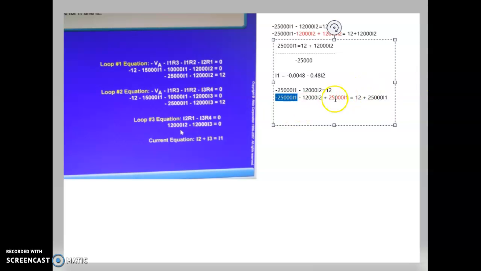And there's color. So now we have isolated the variable to one side, and then we've got to start doing some division. So what we effectively end up with is minus 12,000 I1 equals 12 plus 25,000 I1. So now we get to do our division. And we're going to divide both sides by, no surprise here, minus 12,000.